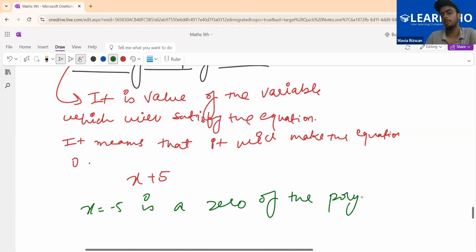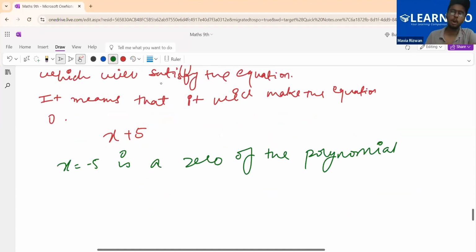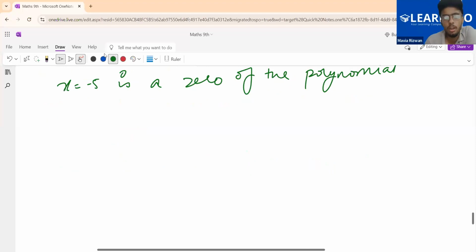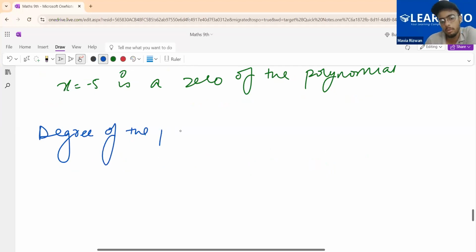First of all, tell me, is it understood what a zero of the polynomial is? Okay. Now, a polynomial may have one zero or it may have more than one zero, and that depends on the degree of the polynomial. So the relation between them is that the degree of the polynomial is equal to the number of zeros of a polynomial. What does it mean actually?